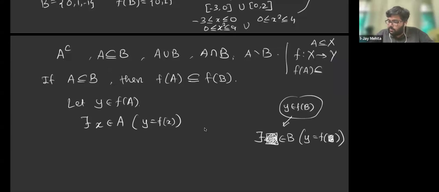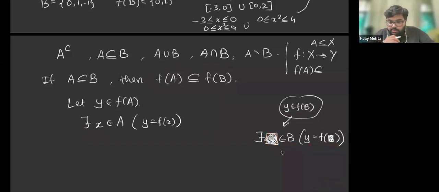Right? Let me repeat. We have to show this. So we started with some element y in f of A, but this means that there is some x in A such that y equals f of x. Definition of f of A, right? But I want to show y is in f of B. That means I want to produce an element in B such that y equals f of that element.